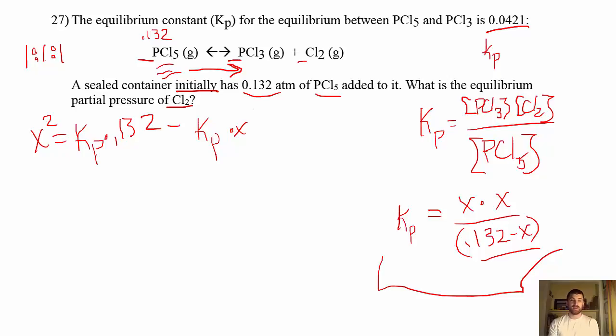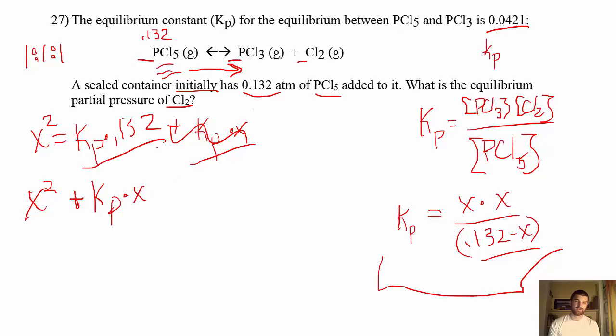Now I want to get everything on one side equal to 0. So I get x squared minus Kp, plus Kpx to both sides, right? So we get x squared plus Kp times x, and then subtract that other part. So minus the Kp times 0.132. And that all equals 0.